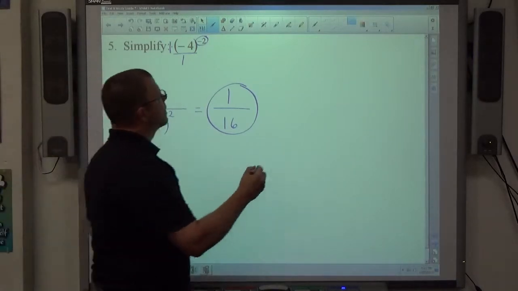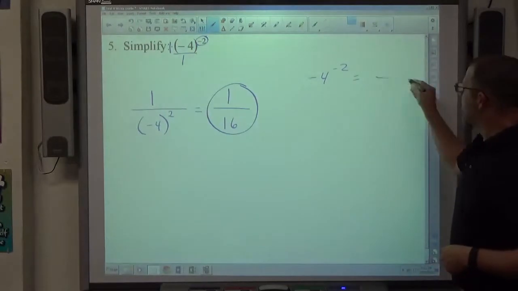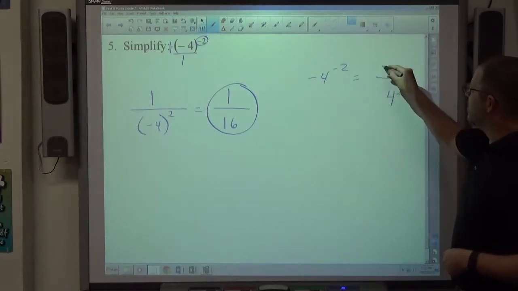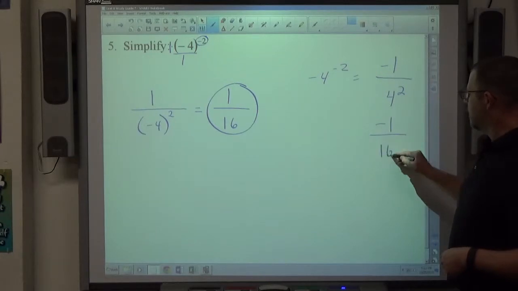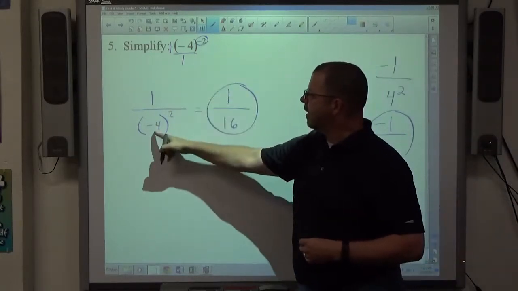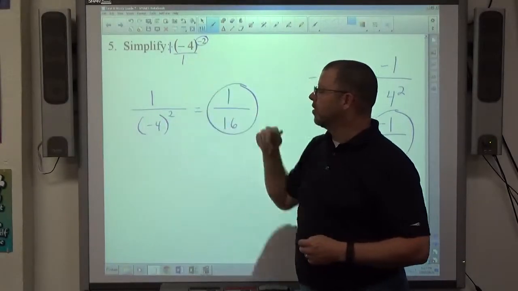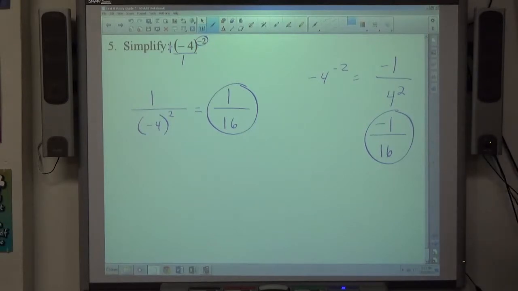If it looked like this, -4 to the -2nd power, now only the 4 is being raised to the 2nd power, the minus sign isn't, it stays on top. -1 over 16 will be the final answer for that. So again, the presence of parentheses is important, it makes it a different answer than if the parentheses weren't there. So be cautious when powers are involved. If parentheses are involved also, you need to deal with that properly.